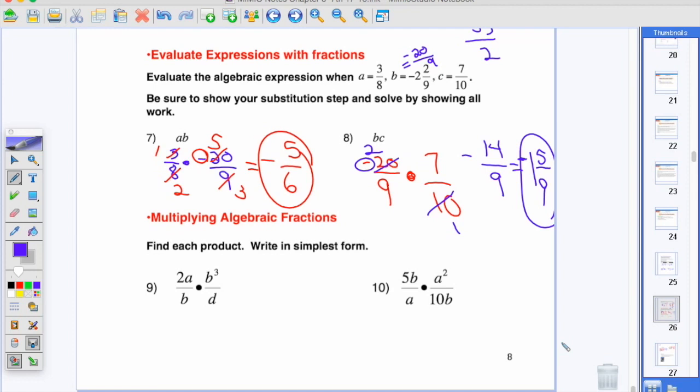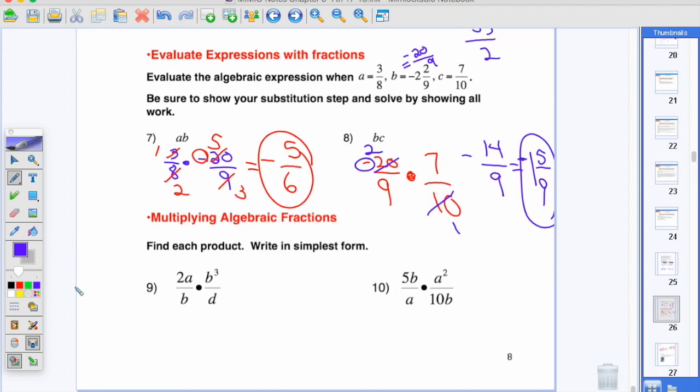Next section is on multiplying algebraic fractions. We're going to find each product and write in simplest form. These algebraic fractions have variables in the numerator and the denominator, so we're going to cross cancel them just like they were numbers. So on our first one, it's 2a over b times b to the third over d.